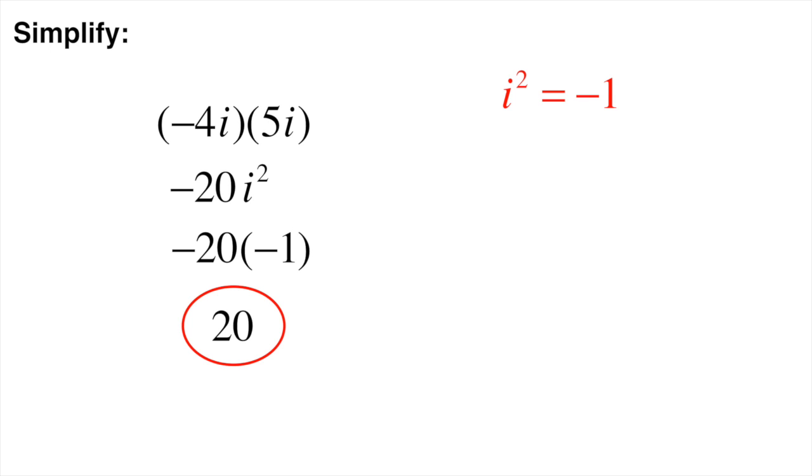So basically, we're going to treat it just like a variable. We're going to multiply the two i's together. That gives me i squared. And we have to remember this rule that i squared equals -1.